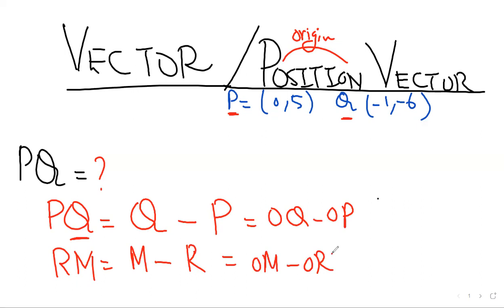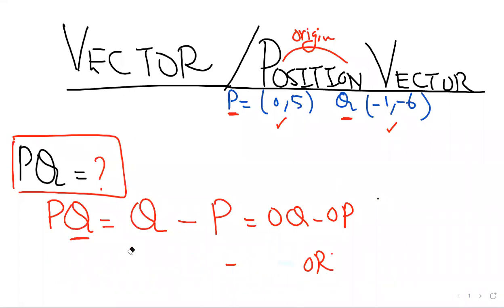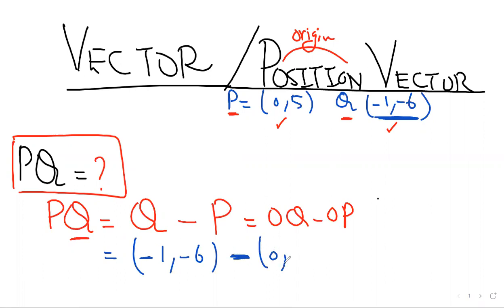Now come to the question. P and Q are given, and we need to work out PQ. How will we do that? For example, Q is (-1, -6). Then there is a minus sign according to the mathematical expression, and the P value is (0, 5). What will I write here?